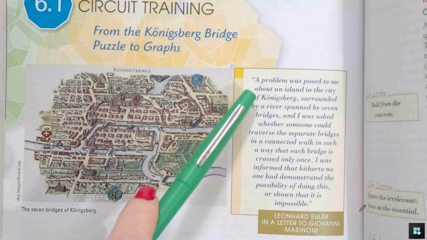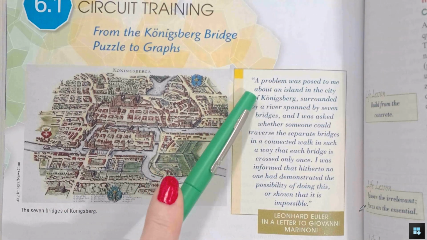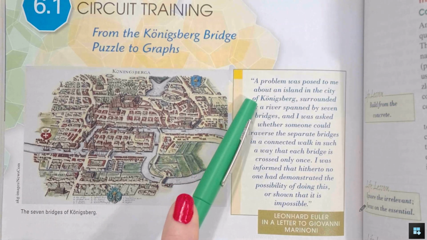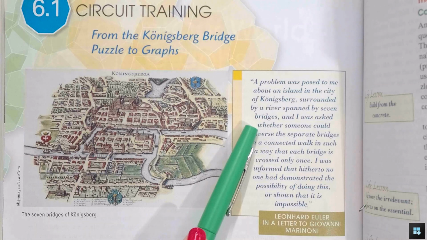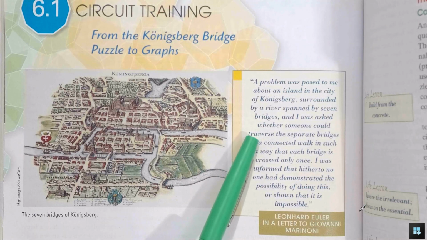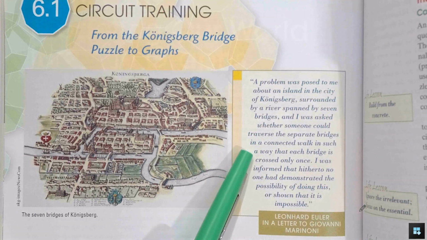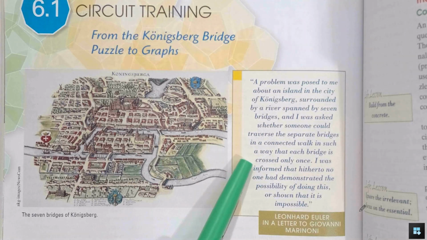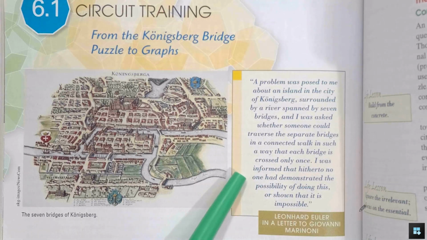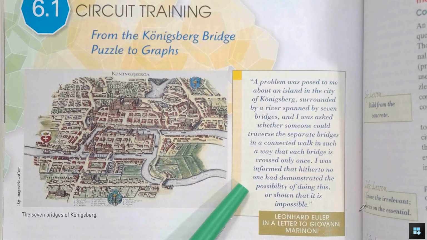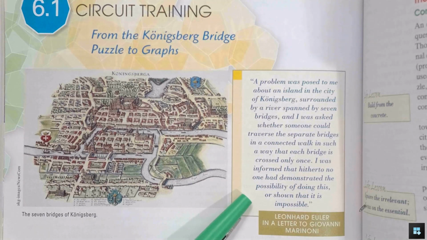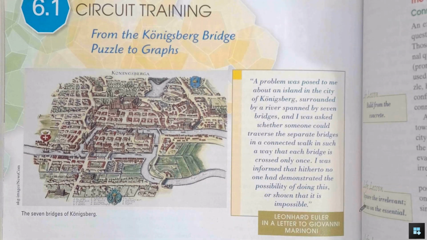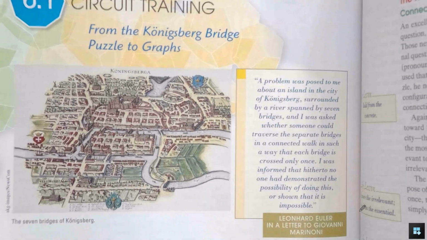So here's how Euler described it. A problem was posed to me about an island in the city of Königsberg, surrounded by a river spanned by 7 bridges. And I was asked whether someone could traverse the separate bridges in a connected walk in such a way that each bridge is crossed only once. I was informed that hitherto no one had demonstrated the possibility of doing this or shown that it was impossible. Remember, that's one of the ways to prove something too, to prove that it's impossible.